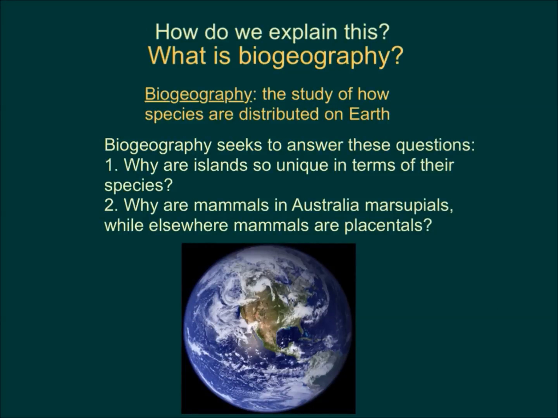Well, let's talk about biogeography. Biogeography is the study of how species are distributed on Earth. Biogeography seeks to answer these two questions. Why are islands so unique in terms of their species? And why are mammals in Australia marsupials, while elsewhere mammals are placentals?